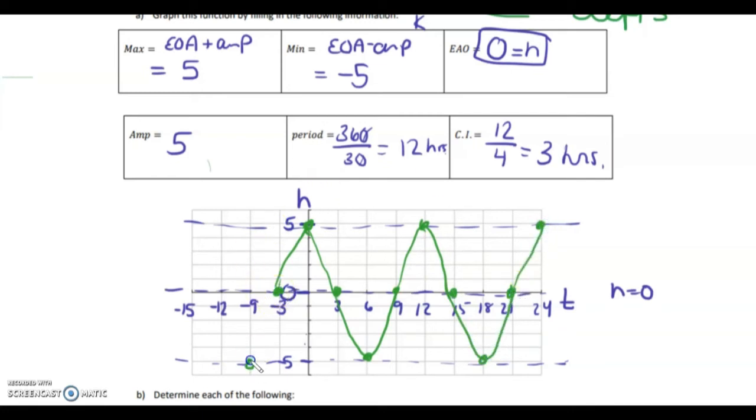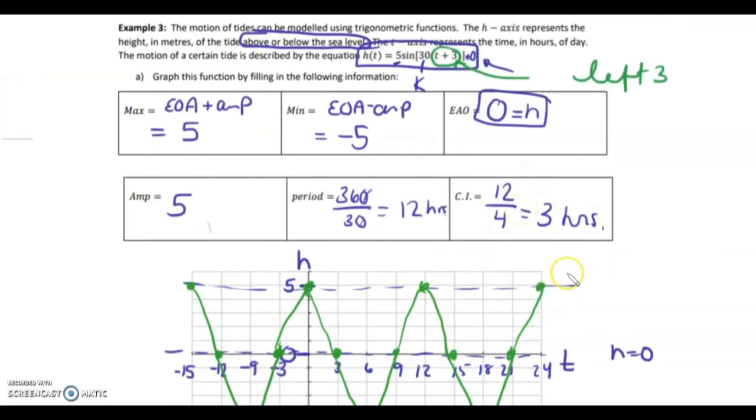We can also cycle it back. Usually in word problems, if we have like time, we can't go back in time. However, tides follow the exact same pattern. Okay, so that's our graph. And we can label that if we'd like. H of t equals 5 sine 30 t plus 3. Okay, and then it's plus 0, so you don't have to include that.